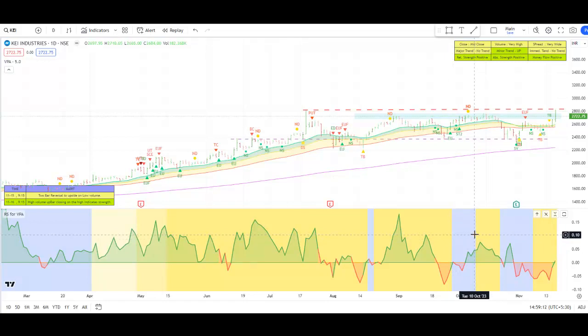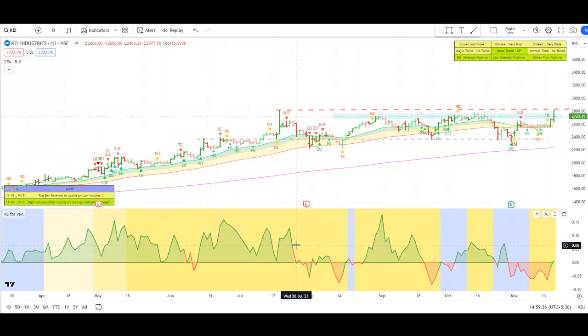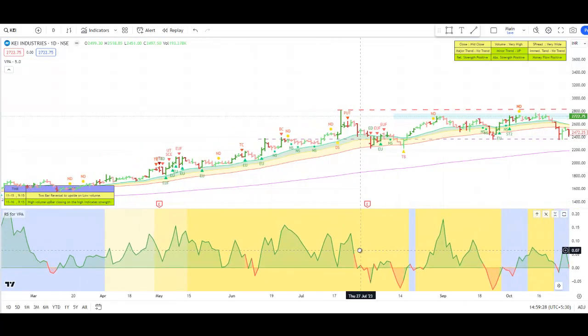But sometimes you will see that the index is not doing well, but the stock is doing well. That does not necessarily mean that the stock is in an uptrend. It could be just that the stock is not as bearish as the index itself. So one has to differentiate that. But this background really helps us to understand the stock strength much better compared to the index.